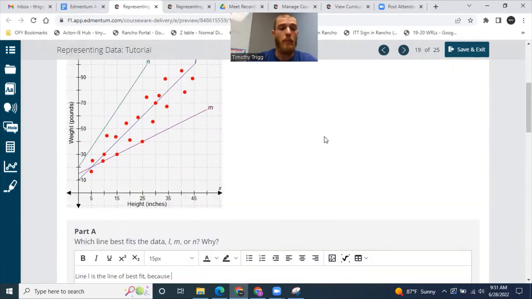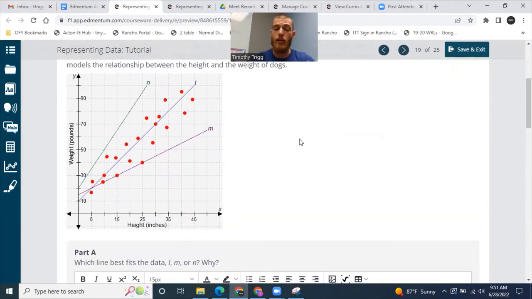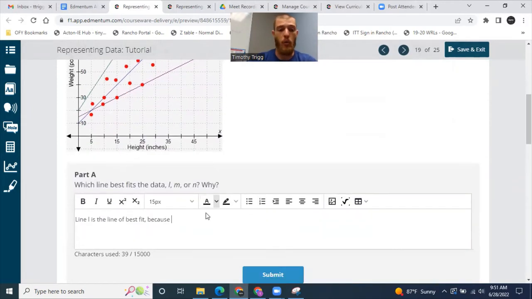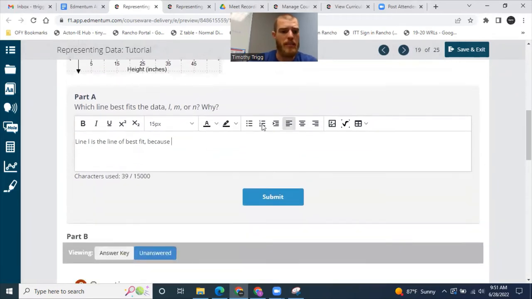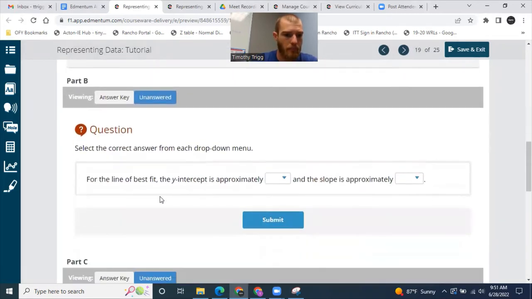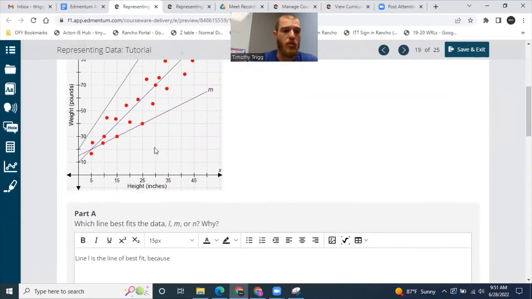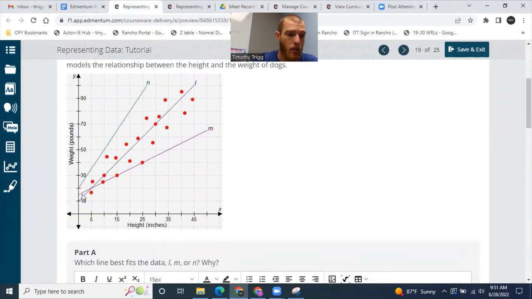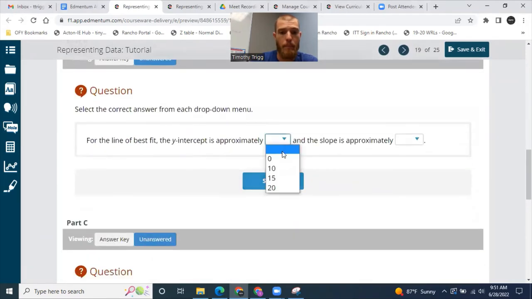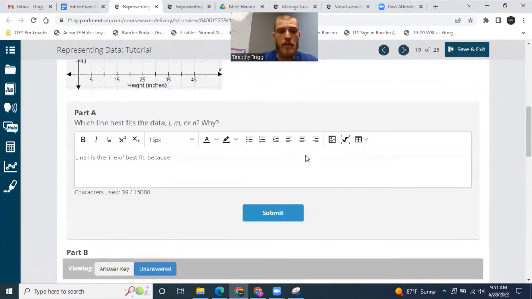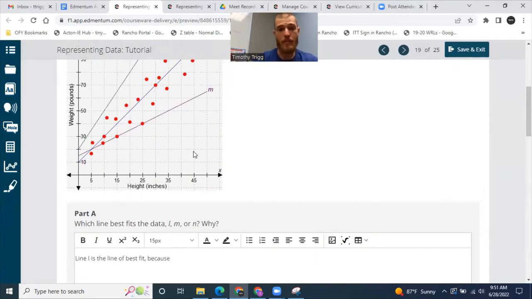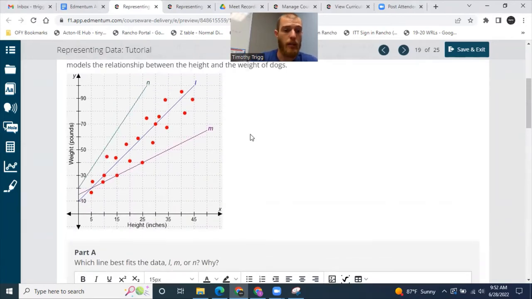Why is that the case? Well, it's the line that goes through the average of the points. All right, so I want you to basically explain that there. For the line of best fit, the y-intercept is approximately, so looking at line L, what's the y-intercept? It looks like at 10, okay? And the slope is approximately, well, we know it's gonna be a positive slope because it's positively correlated.